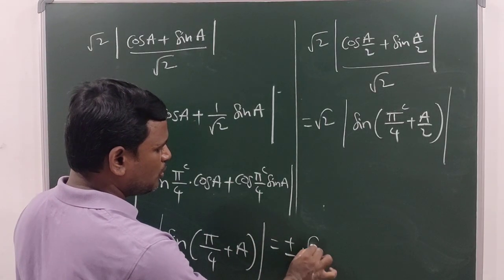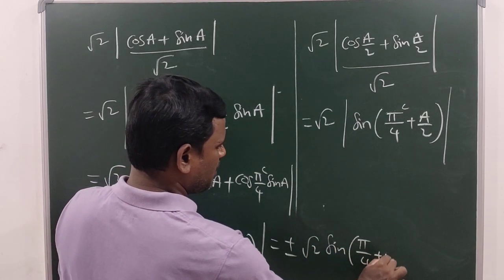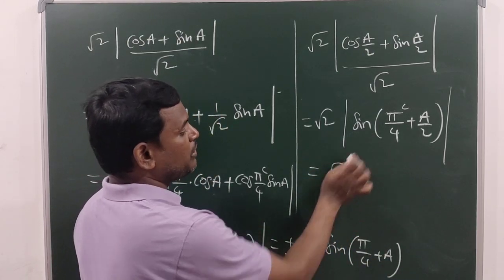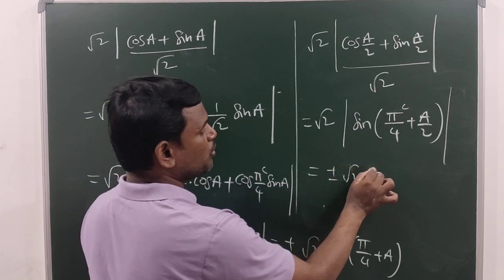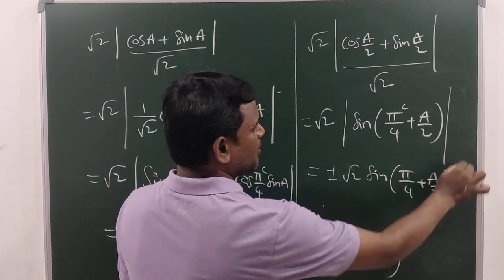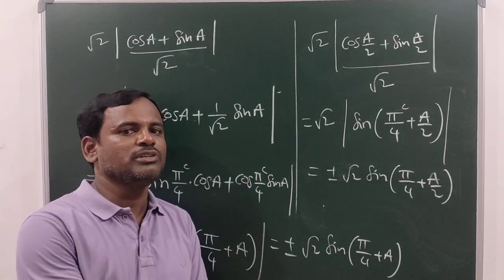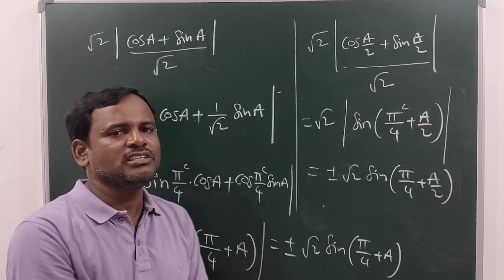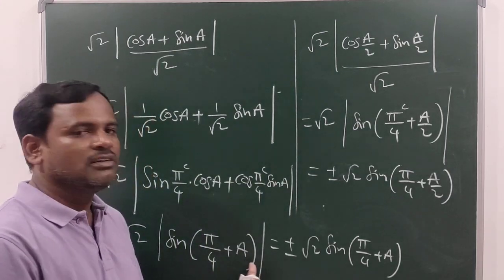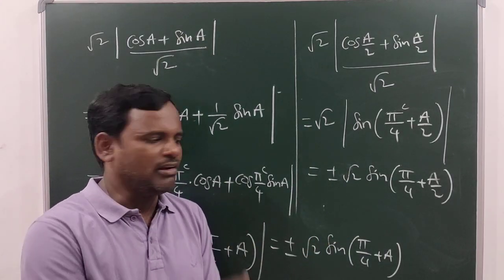Plus or minus root 2 sin pi by 4 plus A. Here also, when you remove this modulus symbol, what you have to take here? Plus or minus root 2 sin pi by 4 plus A by 2. Okay, right. Now, where it is positive, where it is negative, next we have to think for that. Based on this, we will get some applications. Now, I explain to you the interval in which this is positive, in which it is negative. Okay, now let us see this.